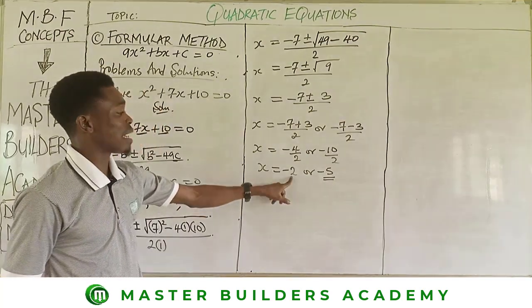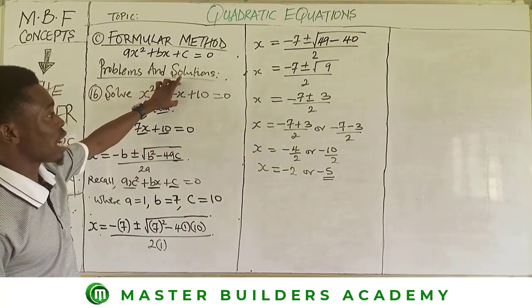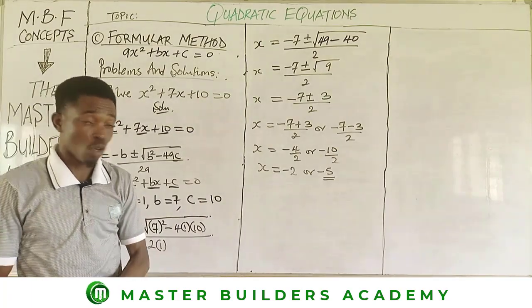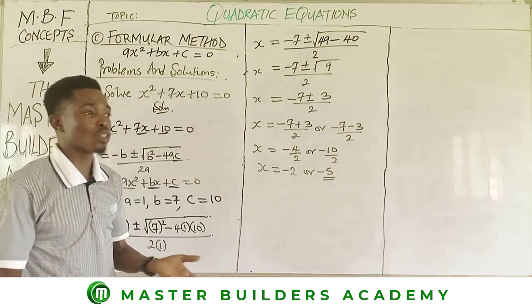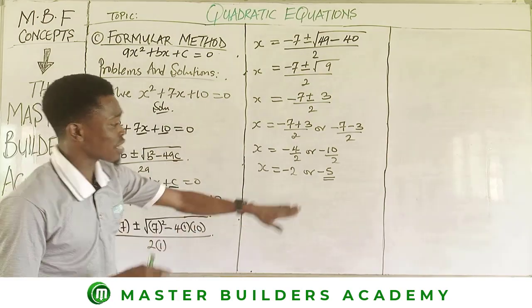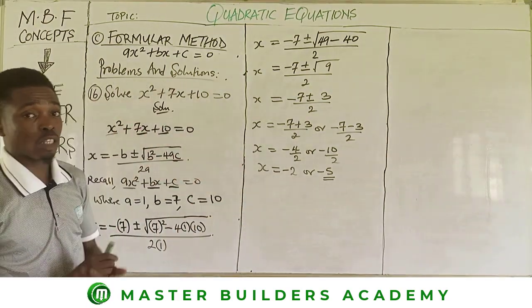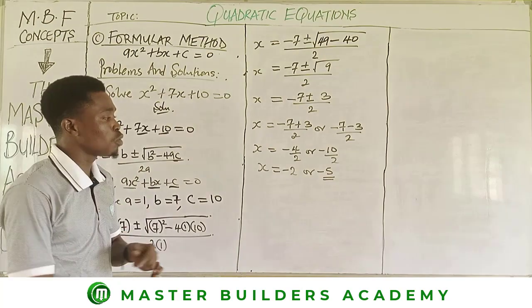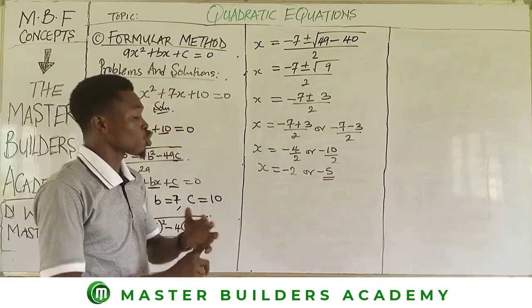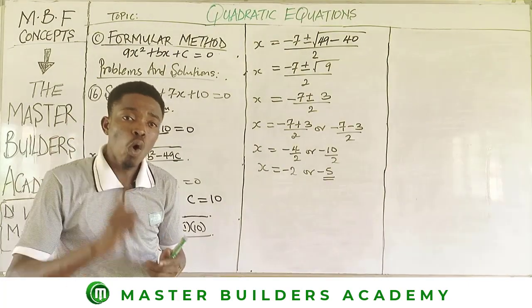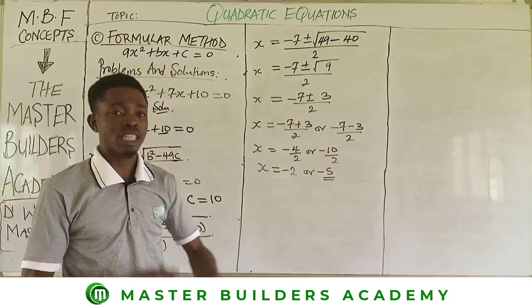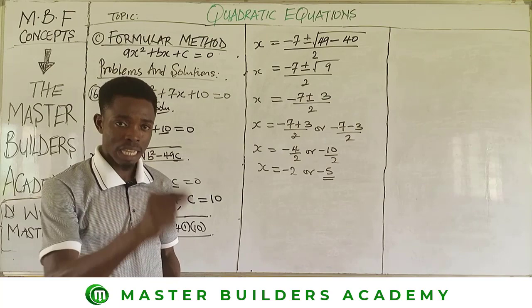So if I substitute this minus 2 into this equation now, I am automatically going to have it to be 0. And if I equally substitute minus 5 here, I'm still going to have 0. But if I substitute any other value outside all of this, the equation will not turn out to be 0. So the only value that turns a quadratic equation to be 0 is its roots. And every quadratic equation has only 2 roots. Now let's quickly look at question number 17.